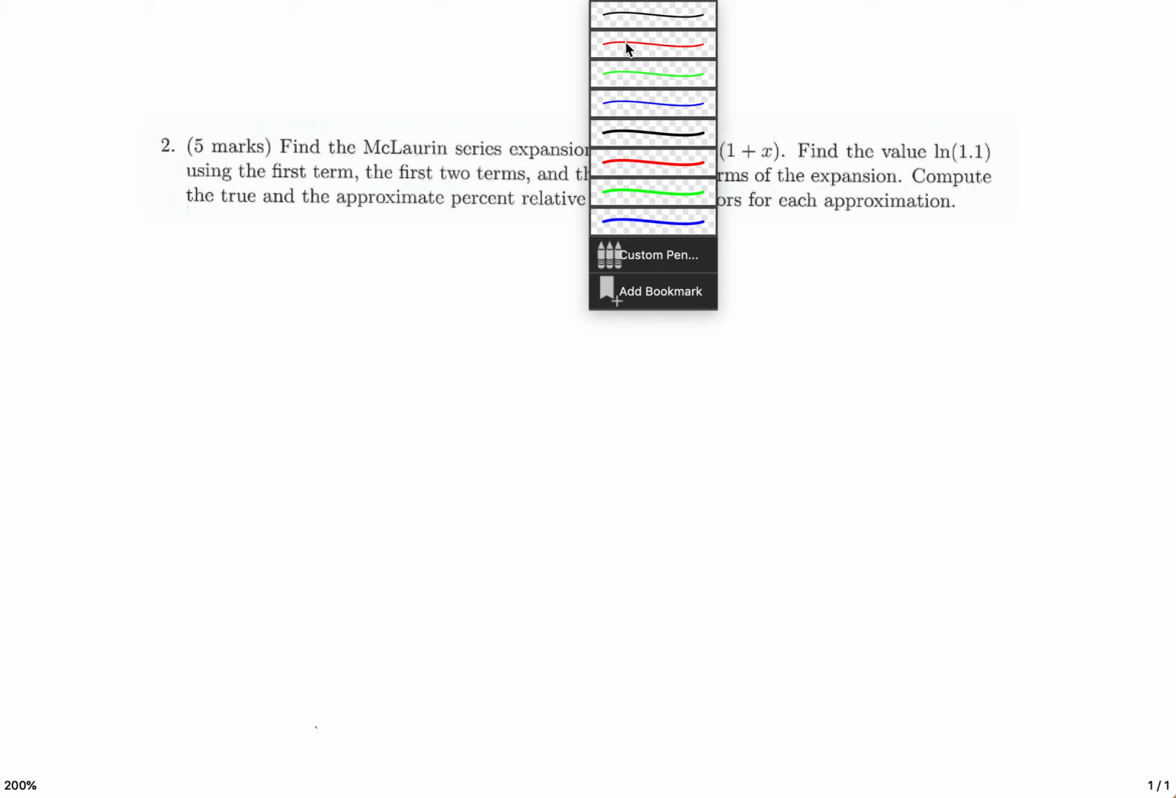So today we're going to be looking at finding the Maclaurin series expansion and then using our Maclaurin series expansion to approximate the true and approximate relative errors. So this is a very straightforward example. It's not very much different than what we were doing with the Maclaurin series, but it requires just a couple more steps. So this question itself says use the first three terms as you can see here.